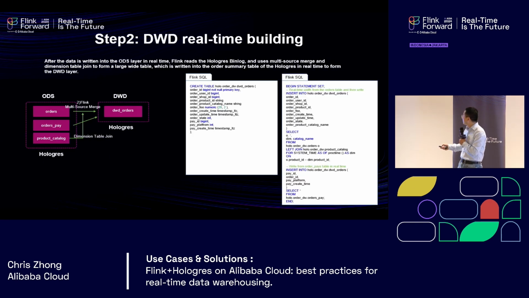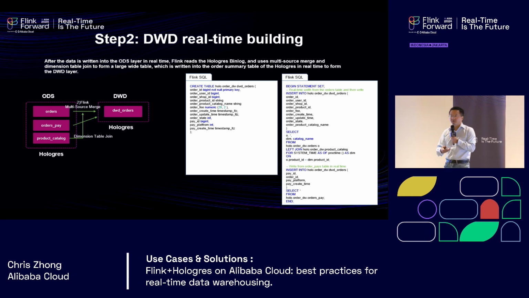Next, we do the DWD layer building. And here we have two SQL scripts. We first create the DWD table, and then we have the SQL scripts. One does the dimension table join. Another selects some fields from the orders pay table, and these two Flink scripts will update the DWD orders table.